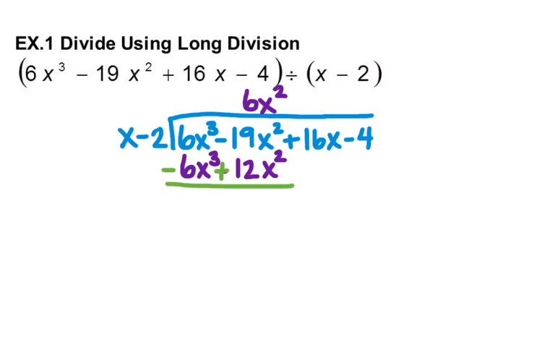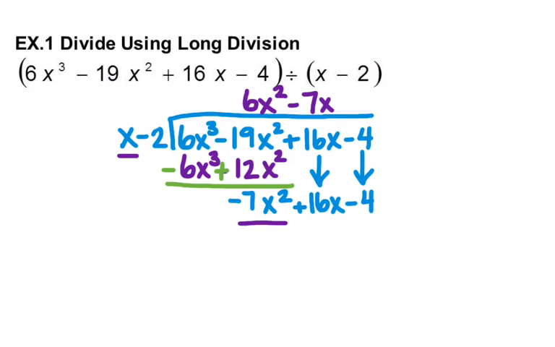Okay, so now we're going to add straight down. And your first term should always cancel out. That's what we're looking for. If it doesn't cancel out, then you didn't pick the correct number to multiply by on the top. So my cubes are gone. Negative 19x squared plus 12x squared is negative 7x squared. I'm going to bring everything down, plus 16x minus 4. So now again, I'm going to compare first term into first term, and I want to know x times what equals negative 7x squared. So that's going to be negative 7x.